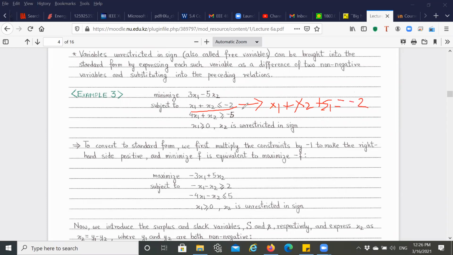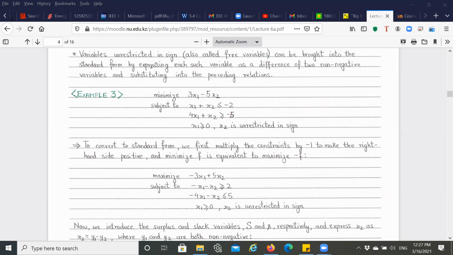Okay, but again, you have to keep in mind that the right-hand side is negative. It should be positive, so you have to multiply both sides by -1. So basically this would become minus x1, minus x2, minus s1 is equal to plus 2. Okay, so always the right-hand side should be positive.